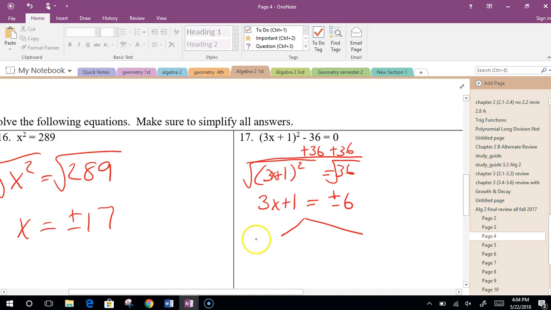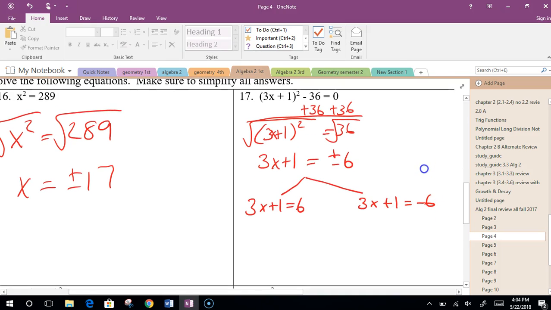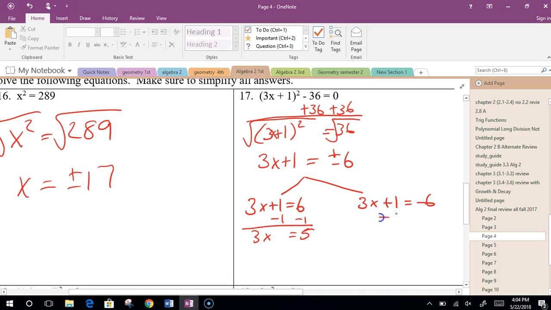So we branch this off into two separate equations: 3x plus 1 equals positive 6, and 3x plus 1 equals negative 6. And your job is simply to solve those two both for x. So subtract 1 on both sides. This one gets us to 5. This one gets us to negative 7, and divide everything by the 3, so I get an answer of 5/3 and an answer of negative 7/3.